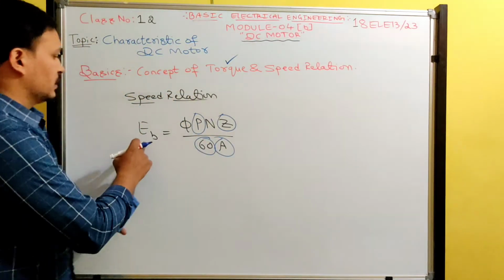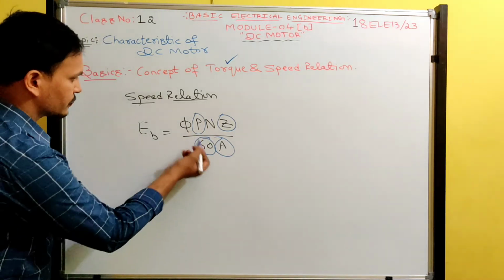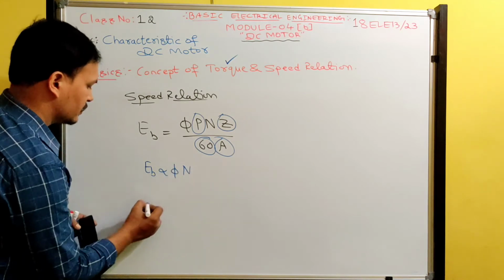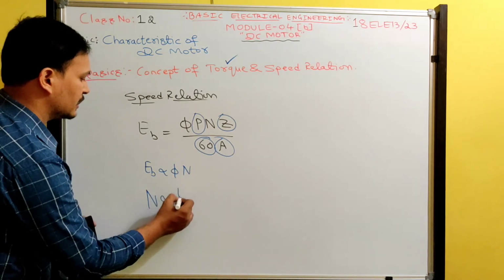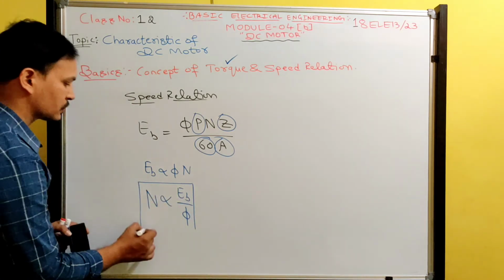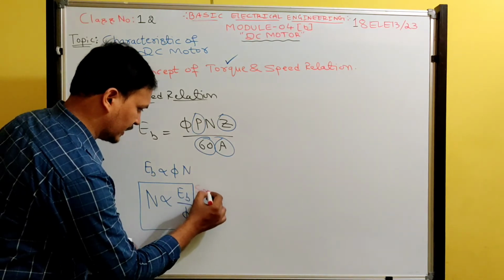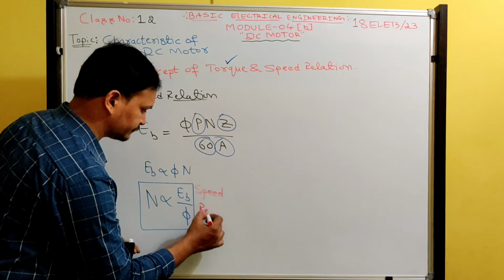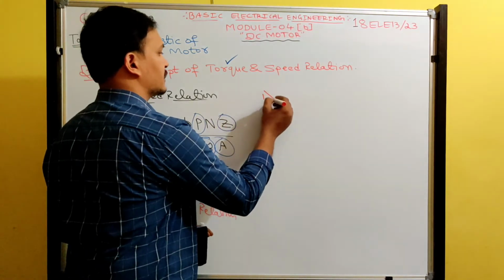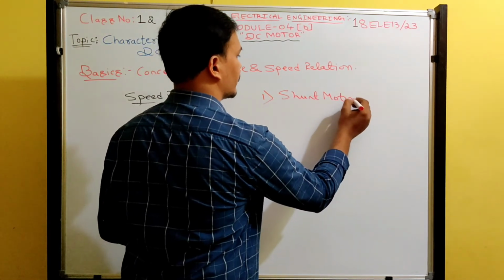Now I can get the required back EMF only by these two parameters, flux and speed. Therefore, I can write E_b is proportional to phi N. From this, I can write N is proportional to E_b by phi. This is called the speed relation.